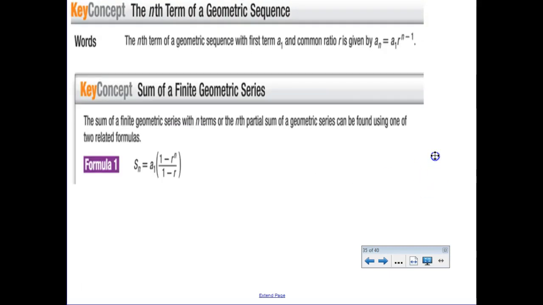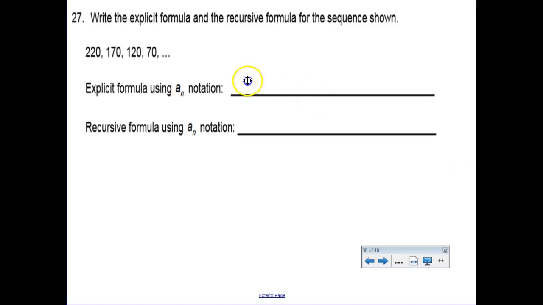Oh, series and sequences. Got lots of formulas on your formula sheet, don't you? So here we need the explicit and recursive formula for this arithmetic sequence. And I know it's arithmetic because I see the pattern is that we are subtracting 50 each time. So the common difference is -50.